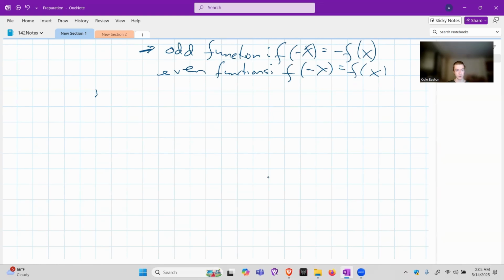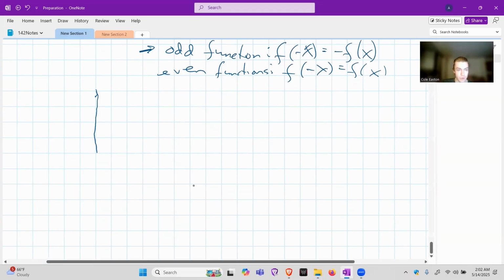So let's go, actually, this is a good example because we're going to review the translation stuff one more time, and then we're going to use that to review the reflection stuff.